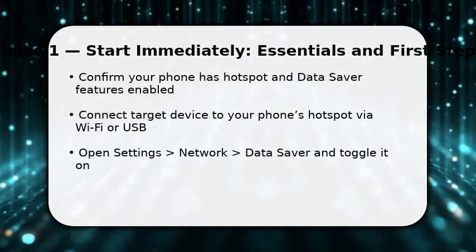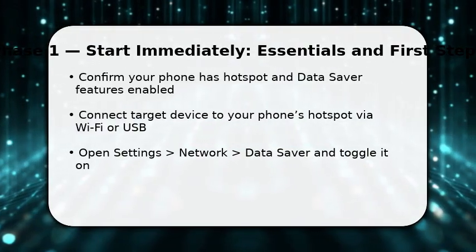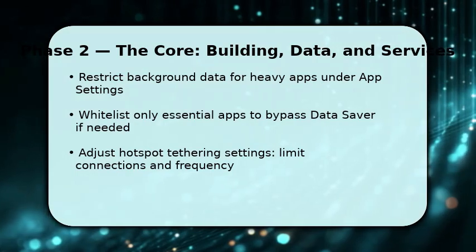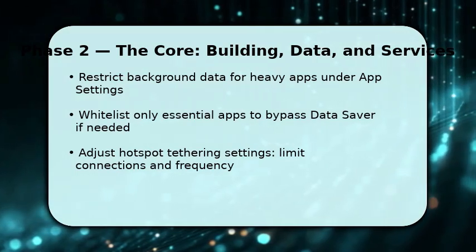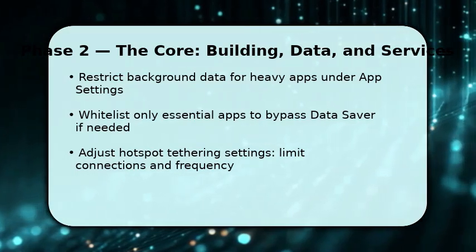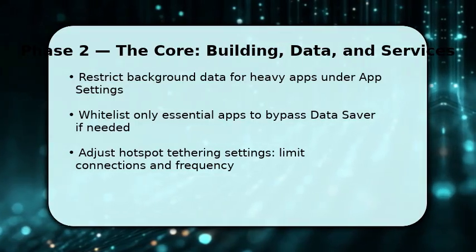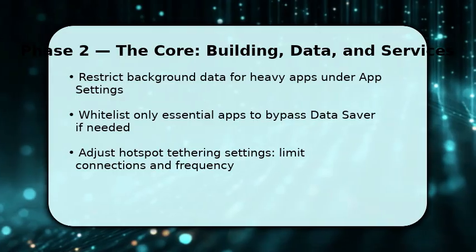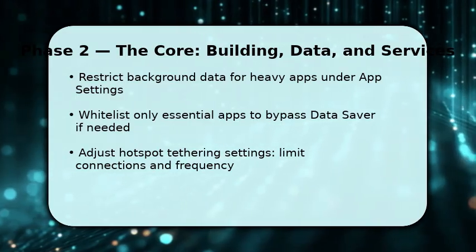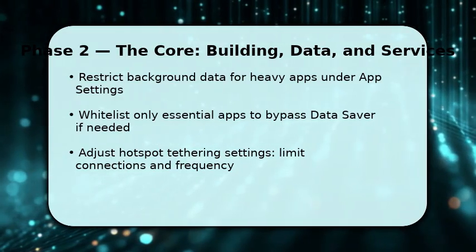Now proceed to optimize which apps can use the connection. Once done with basics, review app-level permissions. Go to each heavy app and restrict background data so updates don't run while tethered. Then decide which apps must work. Whitelist only those essential ones to bypass data saver, messaging, navigation, or remote work tools.